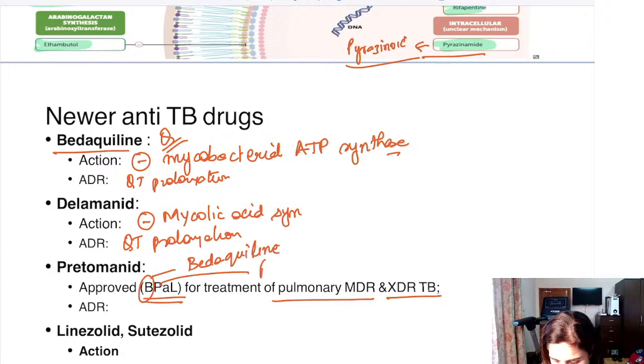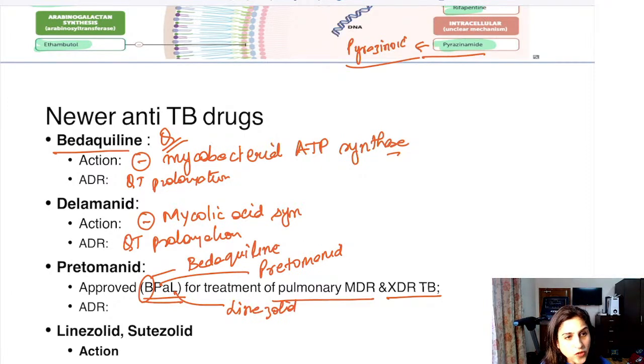P stands for pretomanid. और ये जो L है, it stands for linezolid. ठीक है, L stands for linezolid. तो ये regime है which has been approved for the treatment of pulmonary MDR as well as the XDR tuberculosis. और इसके ADRs हैं. One of the ADR is QT prolongation.